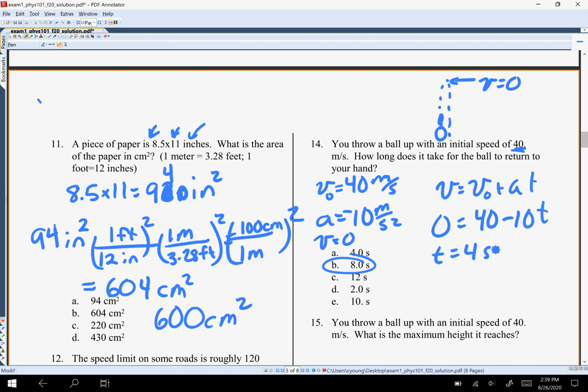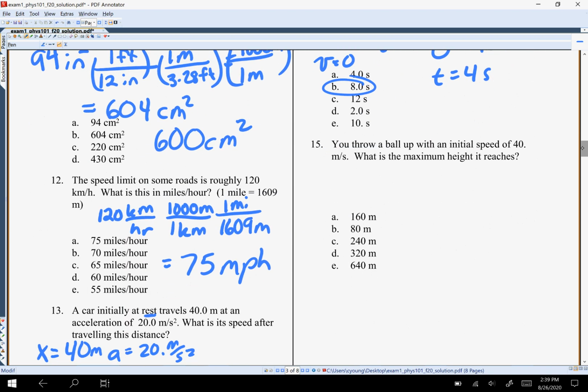Well, you might say, why do you put 4 seconds? Well, that means that it takes 4 seconds to go up to that distance, and then another 4 seconds to come down. So 4 plus 4 is 8. You throw the ball up, same ball. What is the maximum height that it reaches?